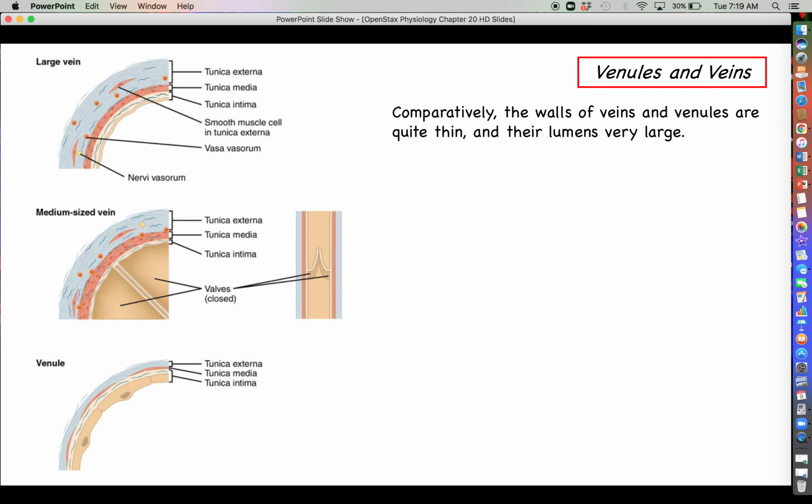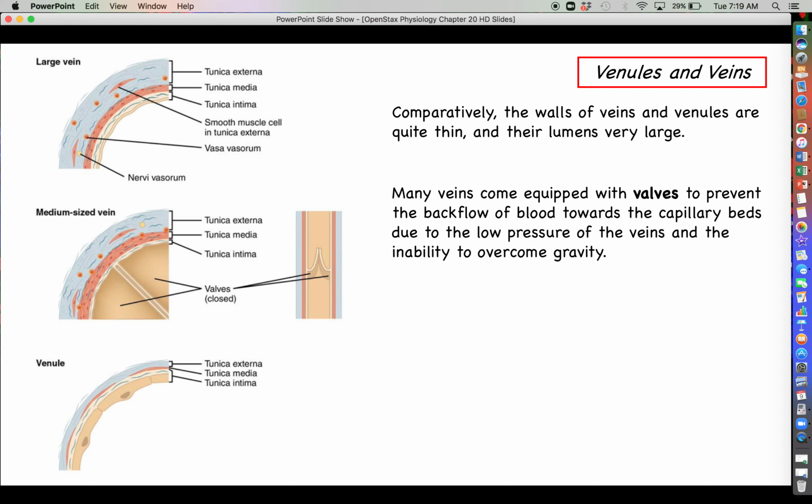Okay, now if we move on to the venules and the veins, the walls of the venules and the veins are quite thin when you compare them to the arteries and the arterioles, as we said, but they tend to have wider diameters, meaning that they have larger lumens that can contain a much greater volume of blood.